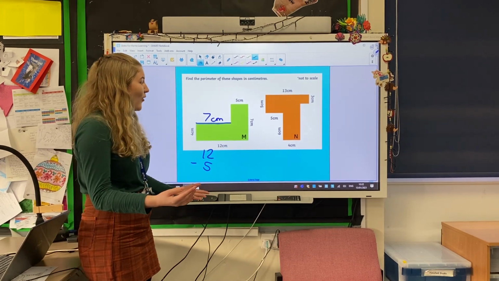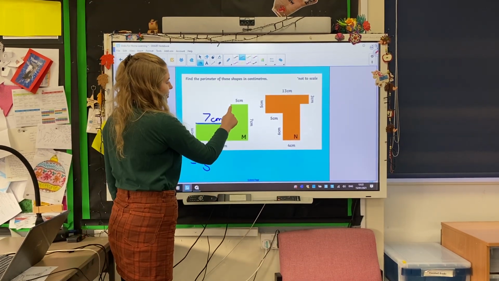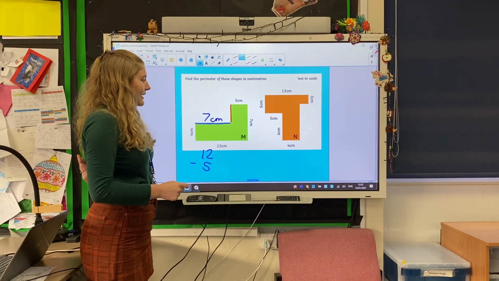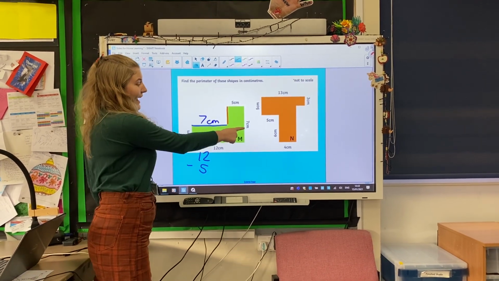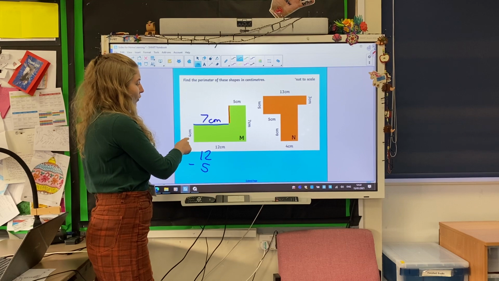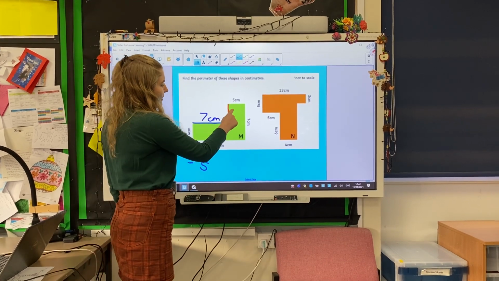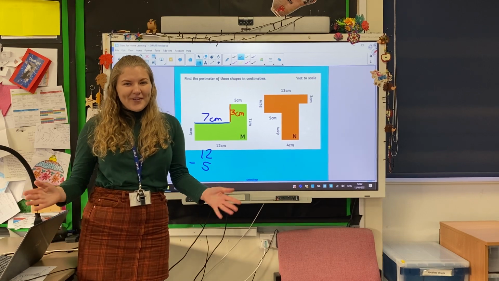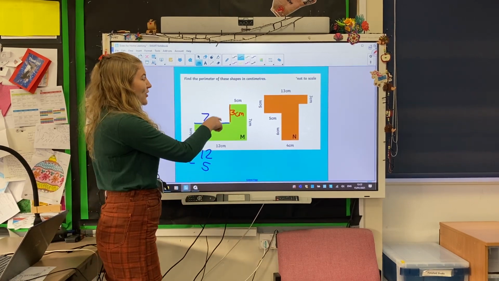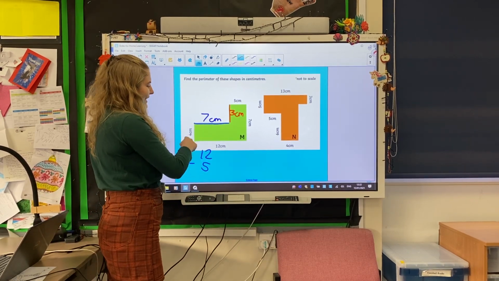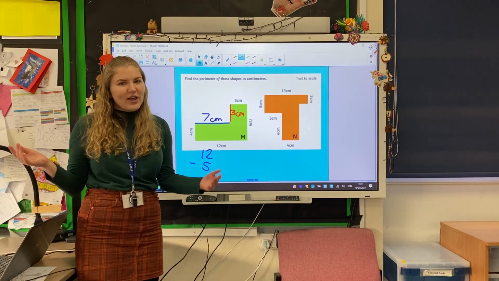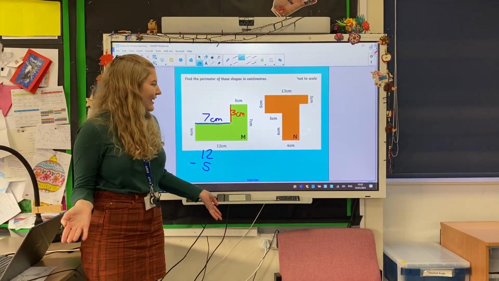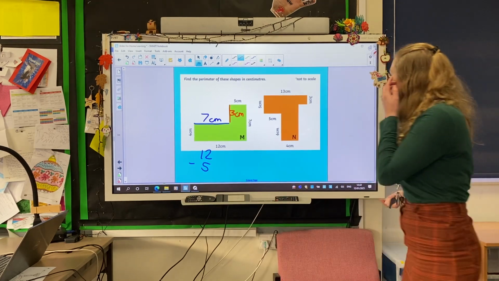Okay, and we can also work out this length by seeing that here this is 7 centimetres and this is 4, so this is going to be 3 centimetres. Okay, hopefully you all got that. So what you would do now is add up all of these lengths to find the perimeter of that shape. Okay, now let's have a look at the next one.